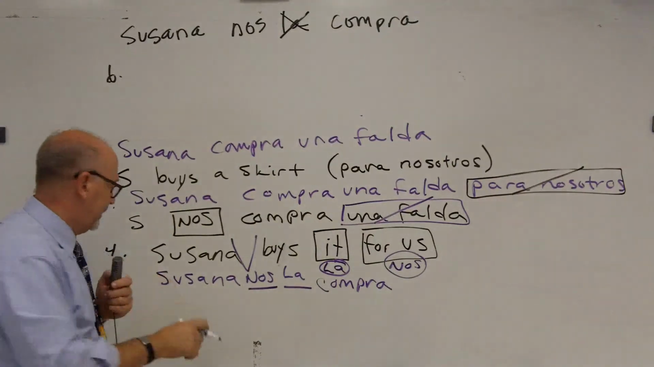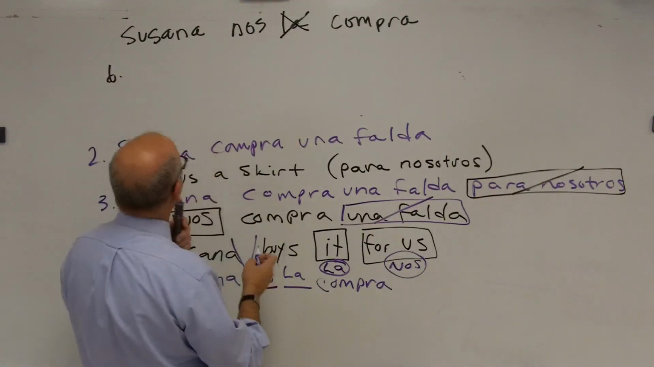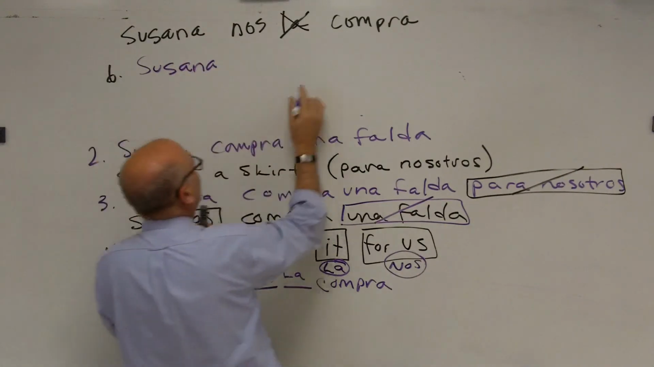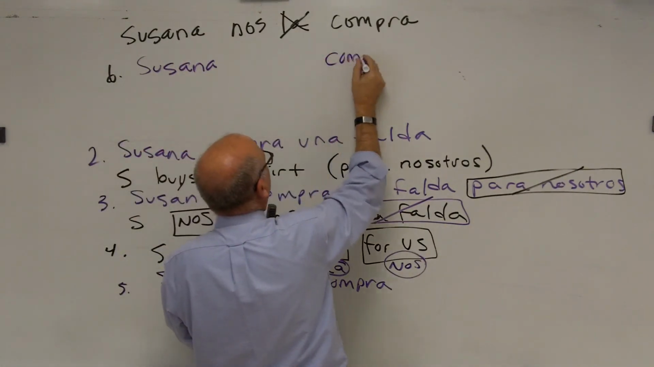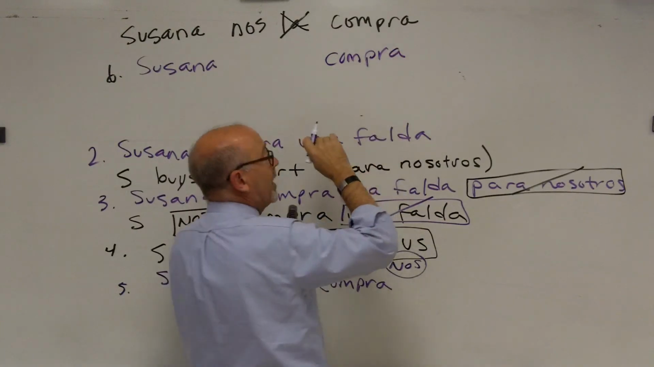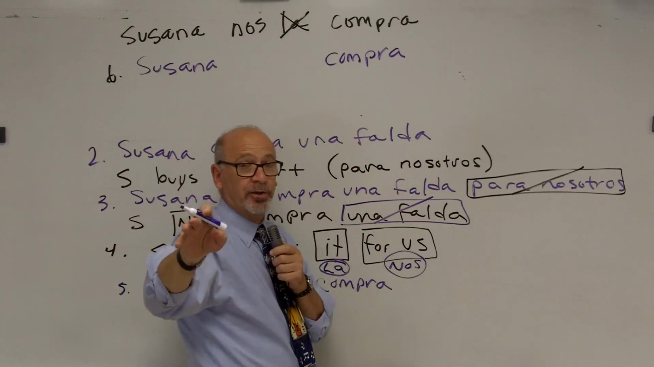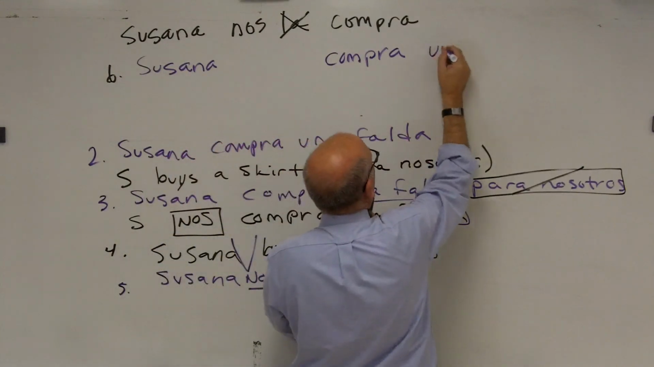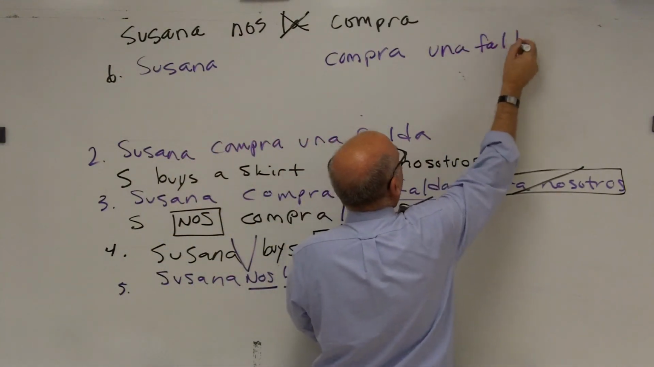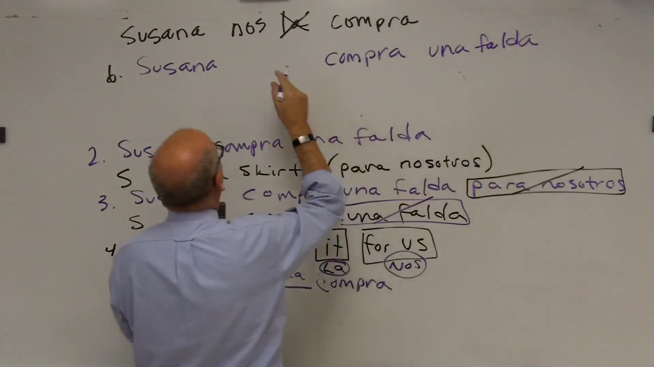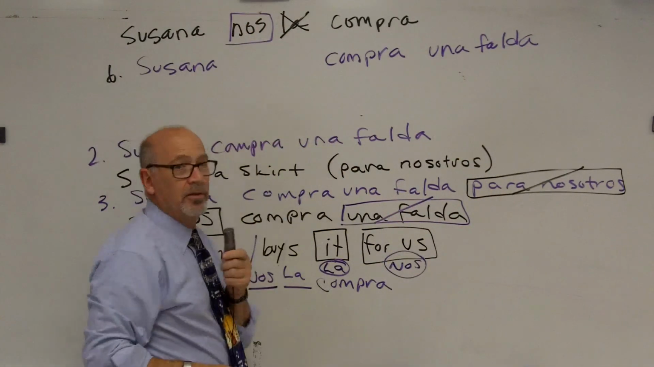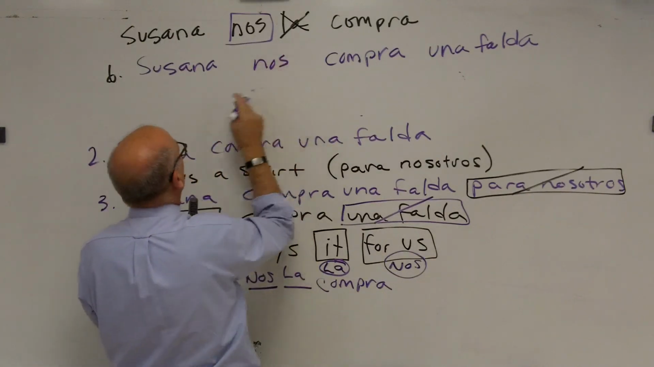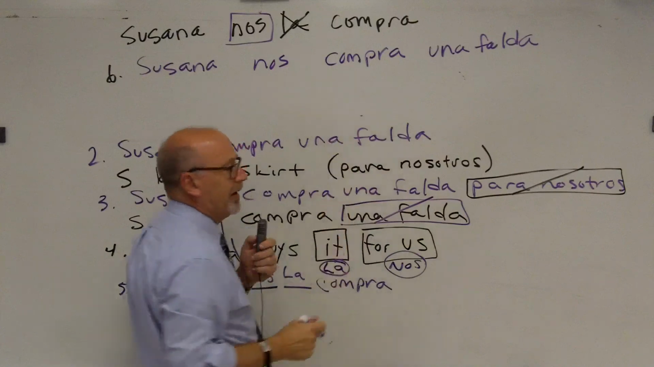All right, we're back. Here we go. Hopefully you wrote down Susana. Okay, buys. Okay, now it's not an object pronoun to say a skirt. If you say it, it goes before. But in this case, Susana buys una falda. Okay, this means for us. We're going to keep that. Susana nos compra una falda.